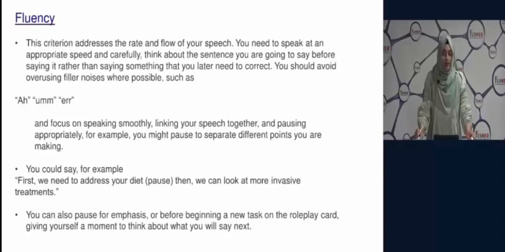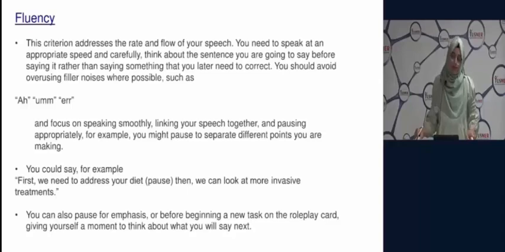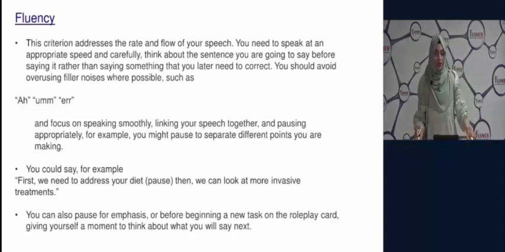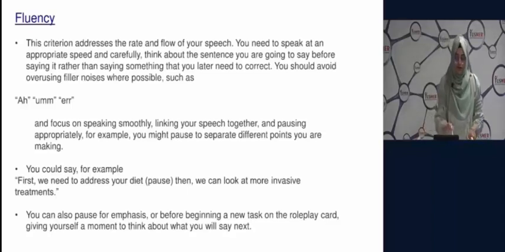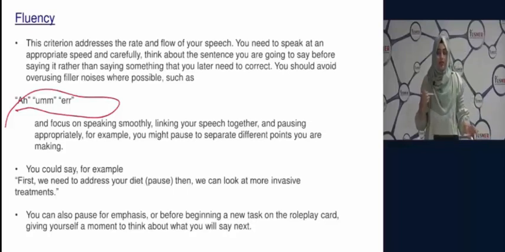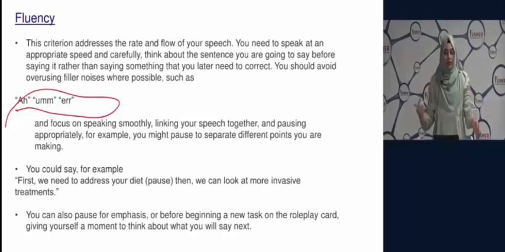Fluency. This criterion addresses the rate and flow of your speech. You need to speak at an appropriate speed and carefully. Think about the sentence you're going to say before saying it, rather than saying something that you later need to correct. You should avoid overusing filler noises like "um". So these are filler noises. Try to avoid this. Think before you speak.